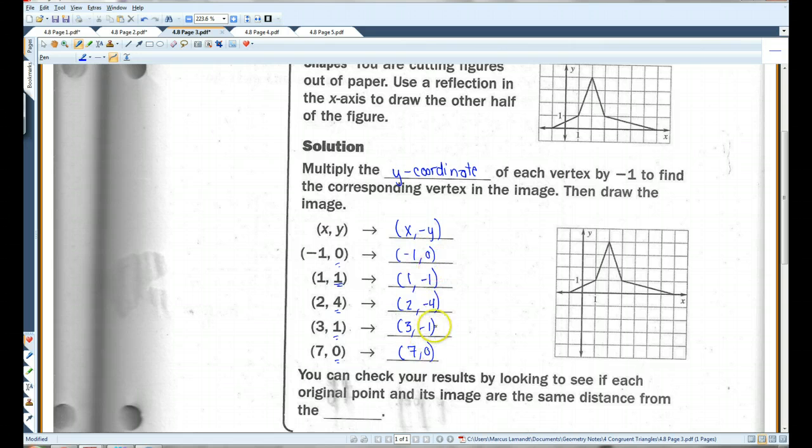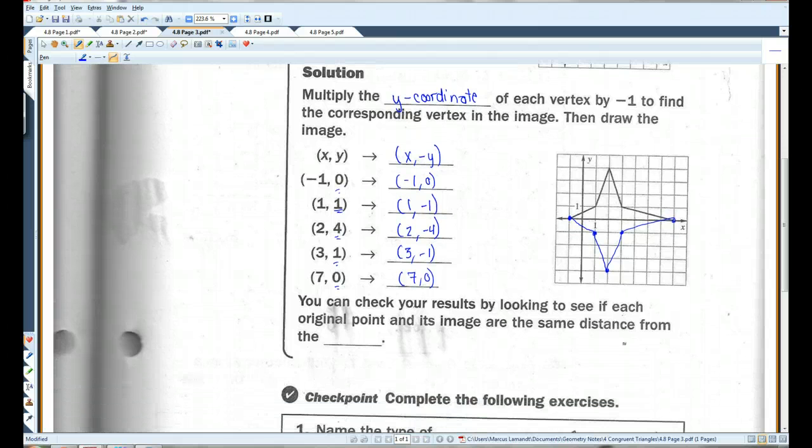Let's graph each of these points. Negative 1, 0. 1, negative 1. 2, negative 4. 3, negative 1. And 7, 0. So it should look like this. And if you do it right, it should be a mirror image. Okay?